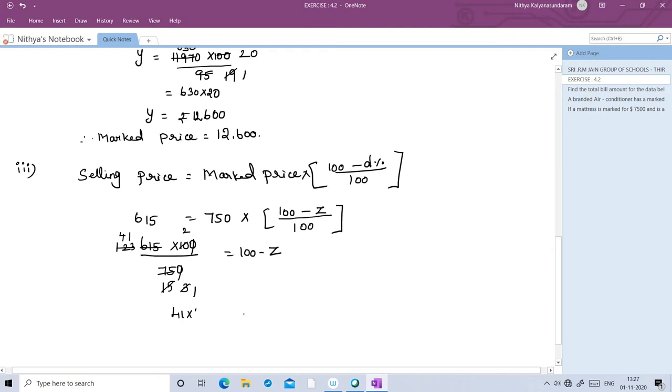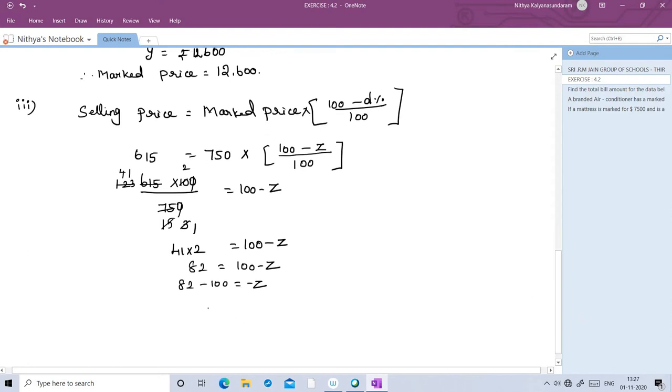So 41 into 2 is equal to 100 minus Z. So 41 into 2 is 82, which is equal to 100 minus Z. This 100, if you are moving that side, minus 100. 82 minus 100 is equal to minus Z. 82 minus 100 is minus 18. We want to subtract the greater number, so the minus sign goes here because 100 is the greater number. So minus 18 is equal to minus Z. On both sides, if you have a negative, it cancels.